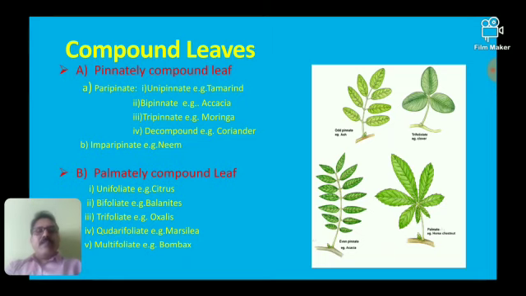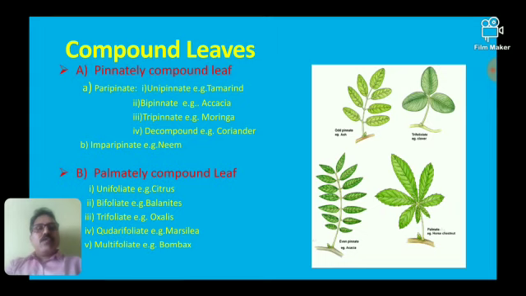And imparipinnate leaf is found in the neem plant, as you see the structure of the neem plants. Now let us focus on the palmately compound leaf. So palmately compound may be divided into unifoliate, bifoliate, trifoliate, quadrifoliate, and the multifoliate leaves. So unifoliate having single leaves, an example is citrus.